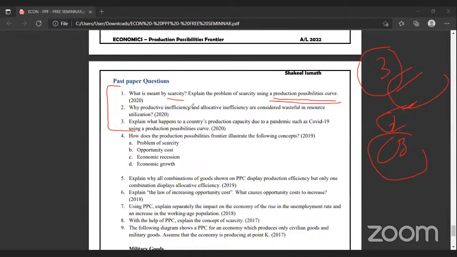Why productive inefficiency? I'm not going to give the answers. We are going to study the theory, then you will get the answers. Why productive inefficiency? In your theory, you studied productive efficiency and allocative efficiency. You studied how to illustrate productive efficiency and allocative efficiency on the production possibility curve. But in the question paper, how do they ask? Why productive inefficiency? Opposite. What you studied, they don't ask you the question in a straightforward way.